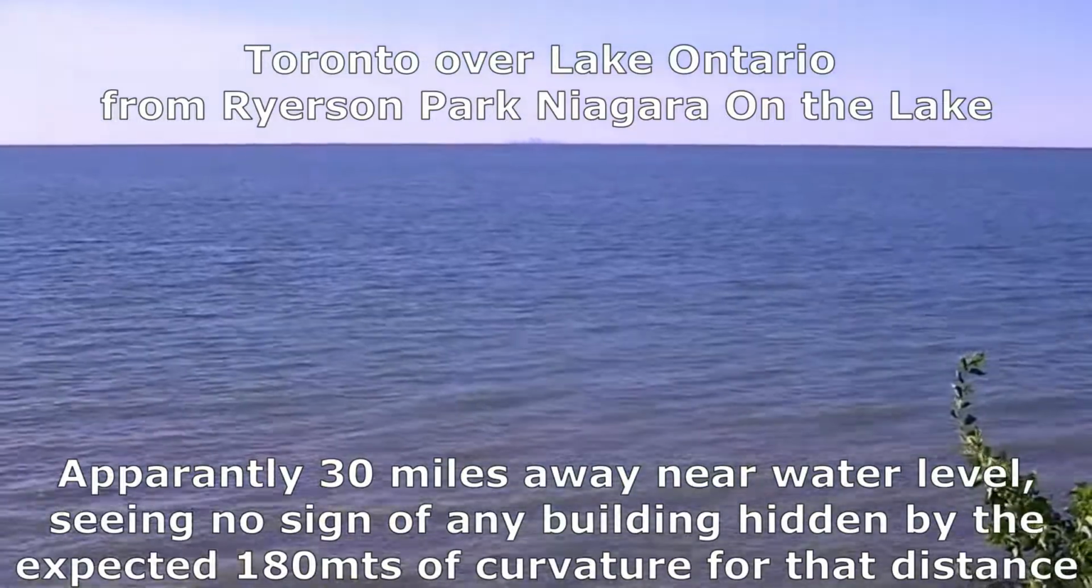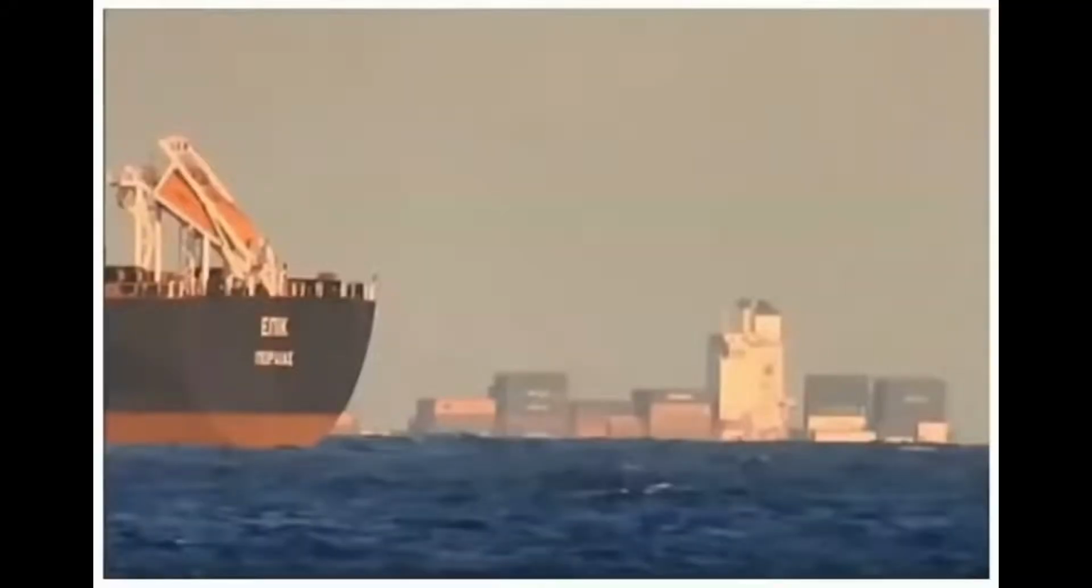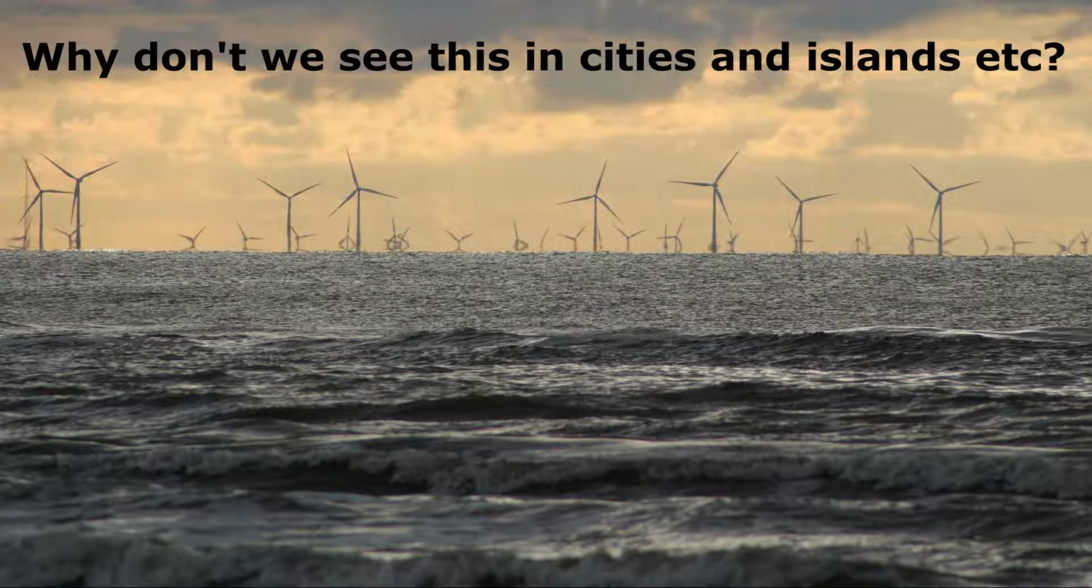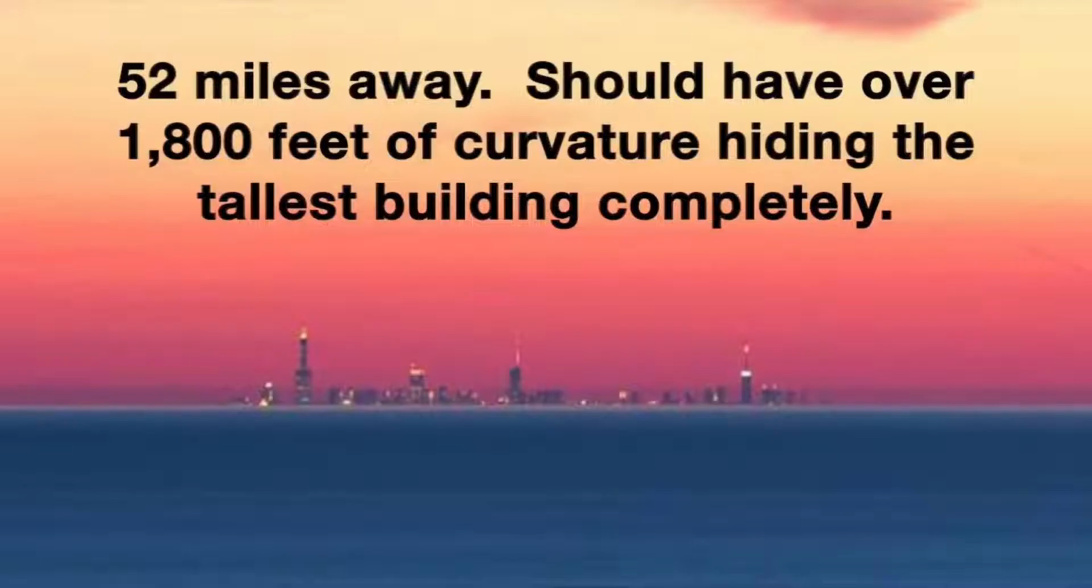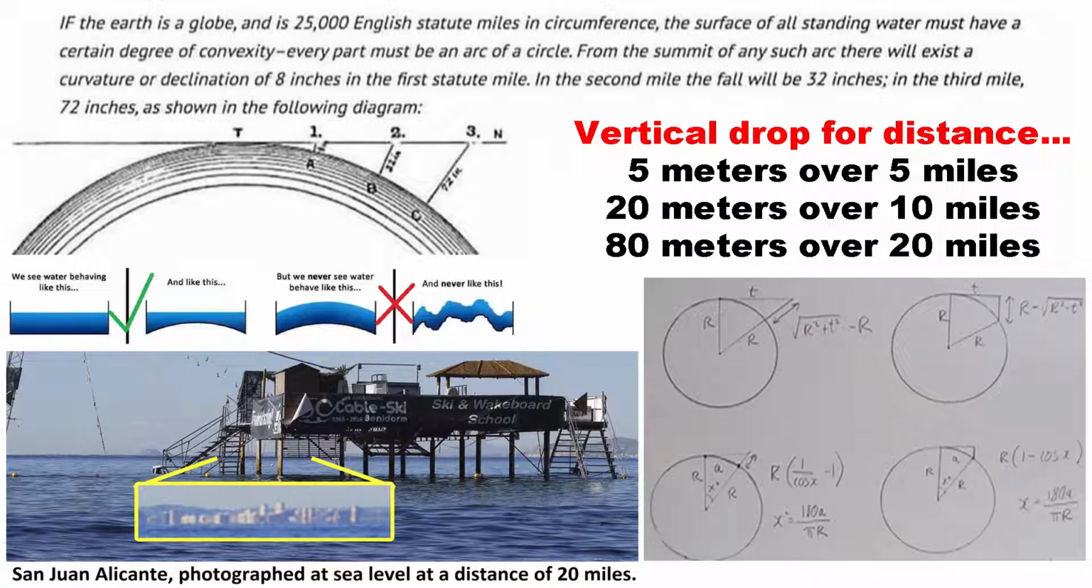When looking at secondary information, this doesn't really convince me because it's just the bottom of the boat that's missing, which could be due to compression. Just like these look like the Earth's curving quite a lot from one to the other, where it's just the laws of perspective and distancing at a selective distance so we can get the optical effect desired. Where if we look at 52 miles away, we shouldn't even see the tallest building, yet we can see them from top to bottom. So yeah, I checked the math.